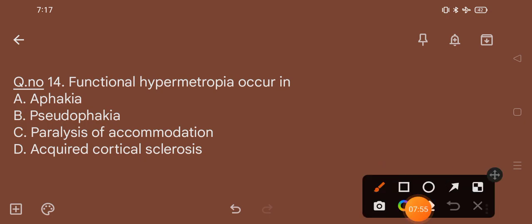Now question number 14: functional hypermetropia occurs in option A aphakia, option B pseudophakia, option C paralysis of accommodation, and option D acute cortical sclerosis. So the correct option is: functional hypermetropia occurs in paralysis of accommodation. So option C is correct.